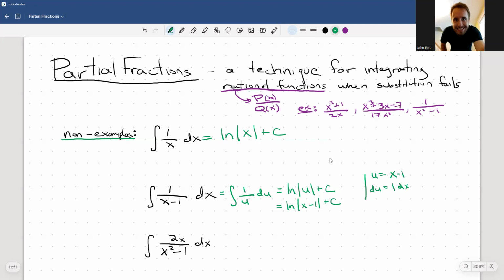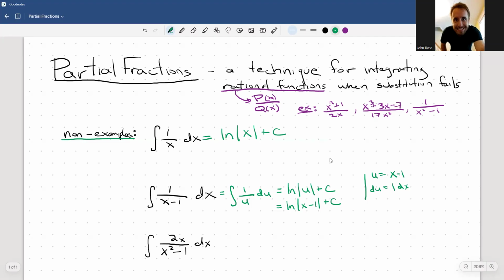This last example has a degree 1 polynomial divided by a degree 2 polynomial, so 2x divided by x squared minus 1. But again, it is lined up in such a way that the denominator could be thought of as a u, and the derivative of that is present in the numerator.